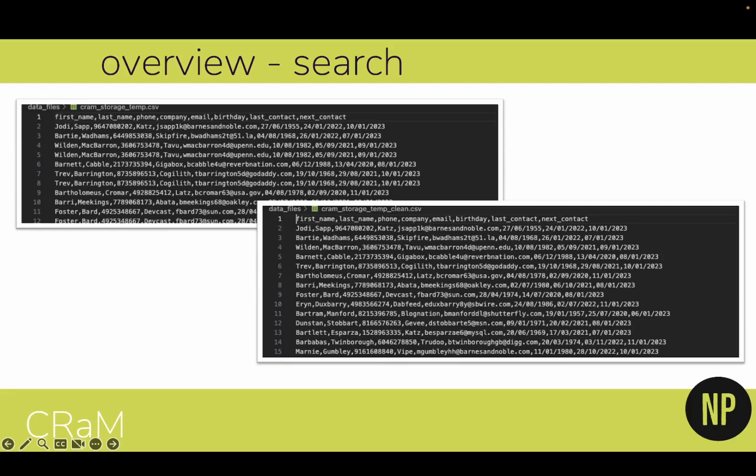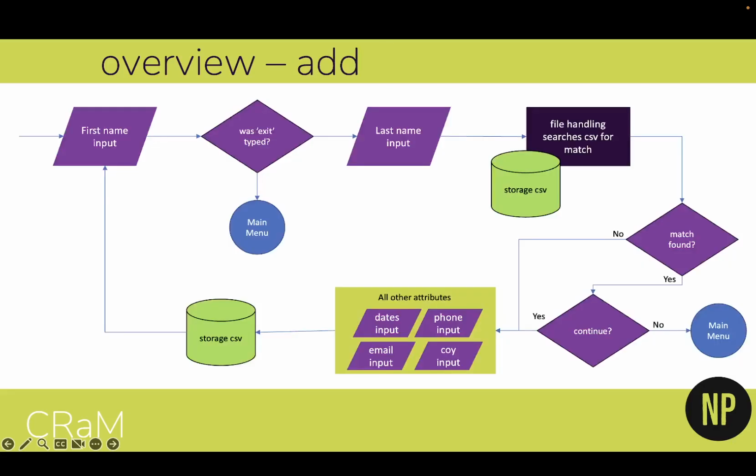And here I've just got two screen grabs, with the top one showing where there are duplicate entries in the CRaM storage temp CSV, and then the CRaM storage temp clean CSV where the duplicates have been removed.